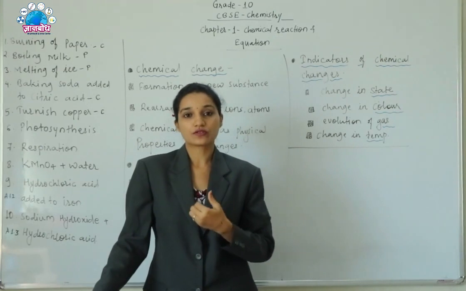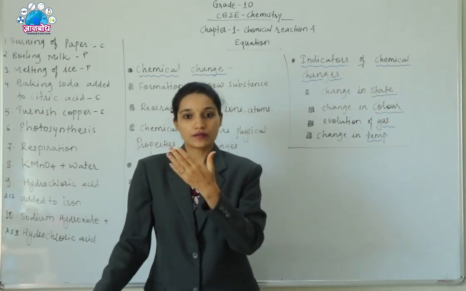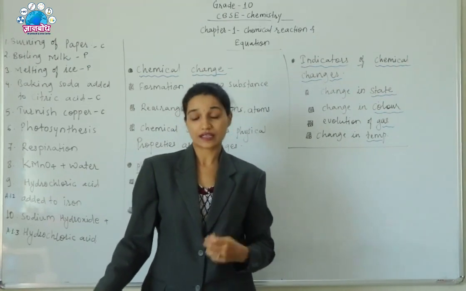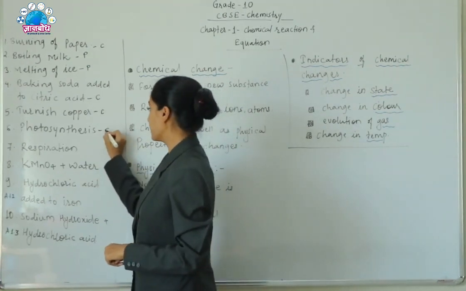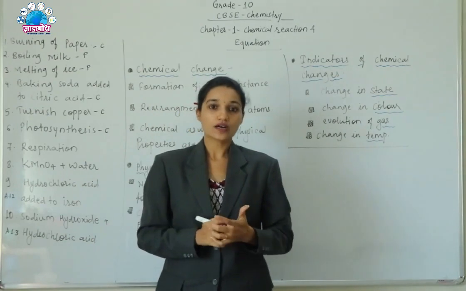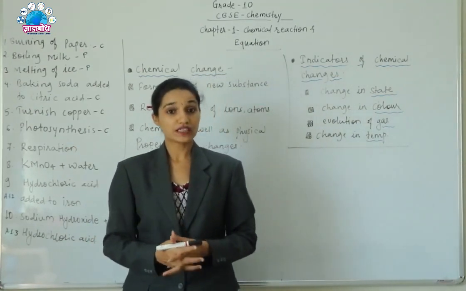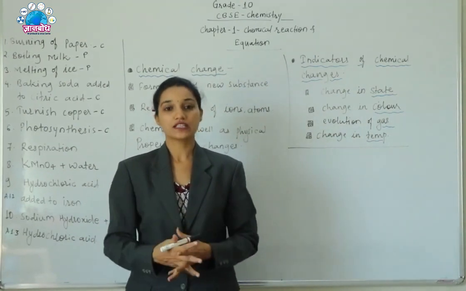So whole new substance, whole new reaction we are observing here, and that's why photosynthesis is again an example of chemical change. So the next example is respiration. What happens in respiration? We break down glucose to obtain energy.